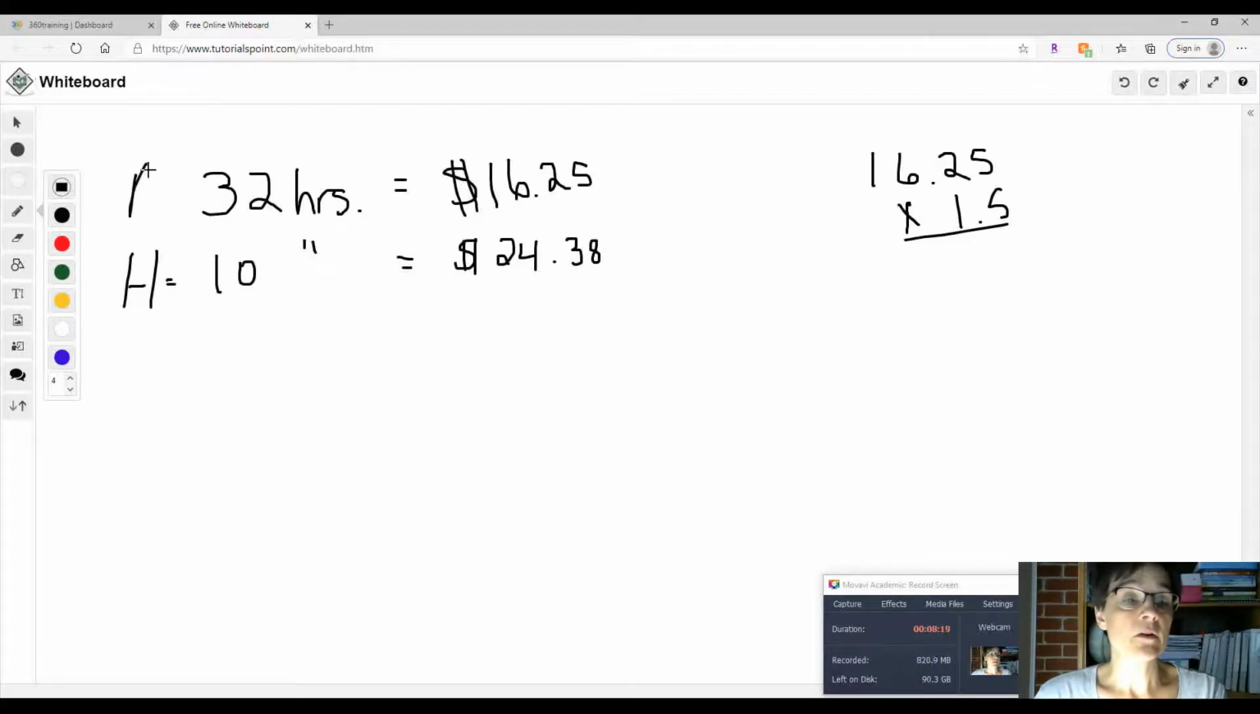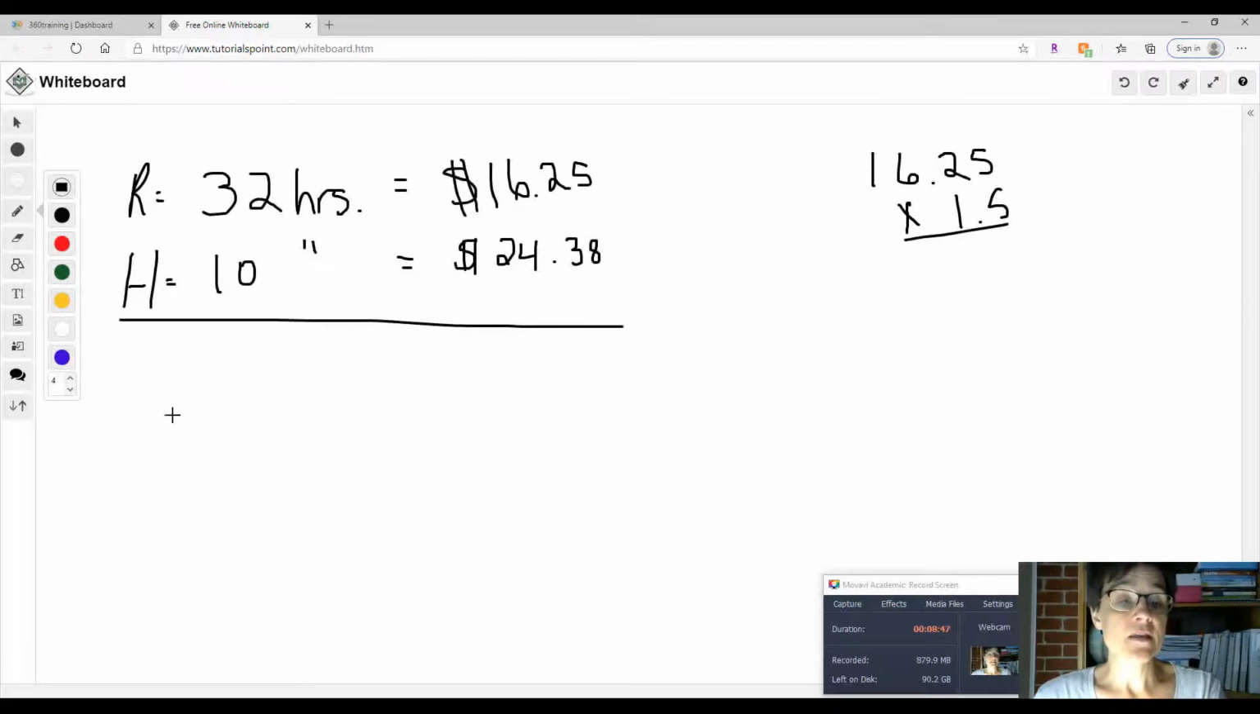And this is regular. So regular pay is just what he makes normal, if he just works regular, normal hours during the week. Holiday pay is what he makes per hour when he works holidays. So per hour regular is $16.25, but on holidays he makes $24.38 per hour. Now he worked 10 hours of holiday pay and 32 hours of this.